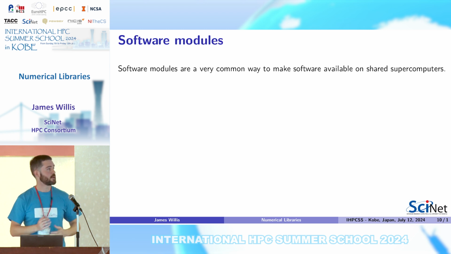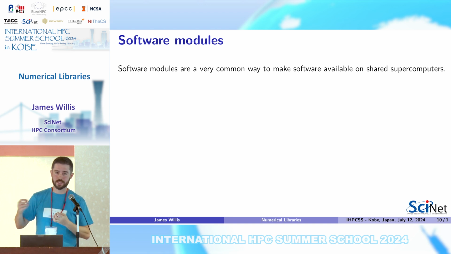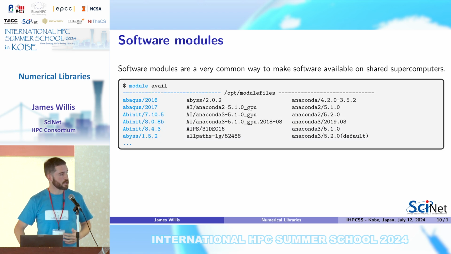So software modules are a common way to set up a shared system of libraries on supercomputer clusters, so all of the users can access them. How it works is you can install the same library with multiple versions. It's a very powerful tool. And if you want to see what modules are available, you can use the module avail command. It'll show all the available modules.